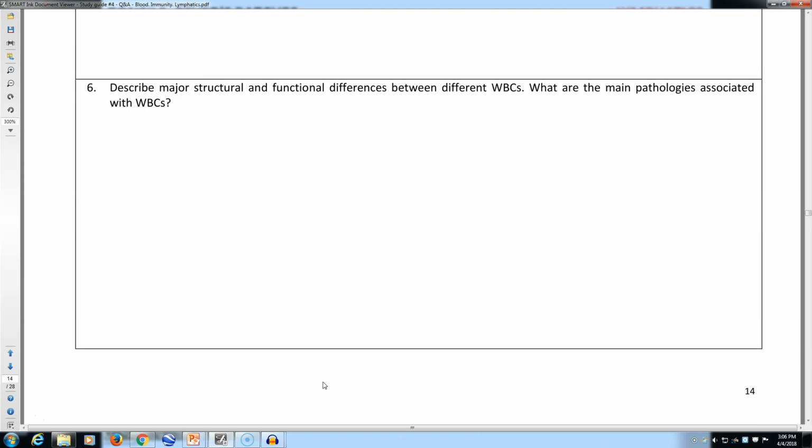Structural and functional differences. We talked about it. Again, I would focus not so much on bilobed nucleus or trilobed nucleus or whatever lobed nucleus. I would focus on the function. Eosinophils, parasitic infections, and so on and so forth. Main pathologies associated with white blood cells as far as leukemia goes. That's it.